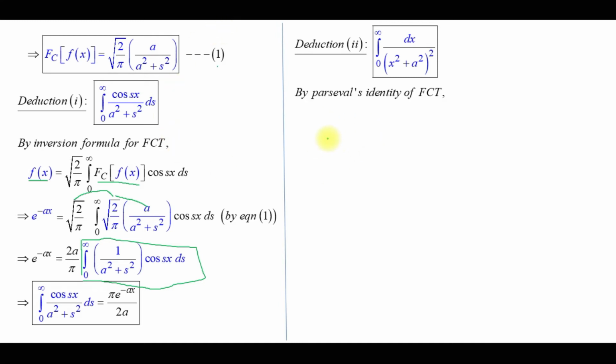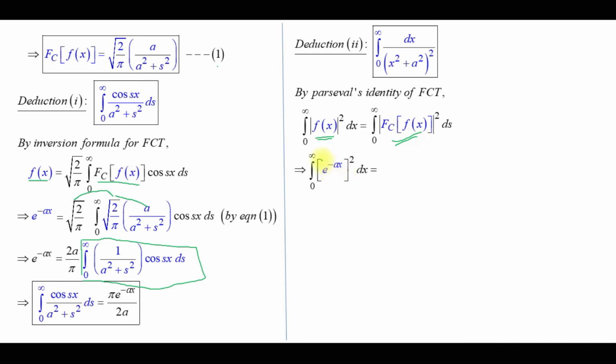What is Parseval's identity? It is for the cosine transform. Therefore, the limit should be 0 to infinity. So the integral from 0 to infinity of modulus f of x whole square dx equals the integral from 0 to infinity of modulus of the Fourier cosine transform of f of x the whole square into ds. Substitute f of x, which is just given in the problem, equal to e power minus ax. This is given in equation 1.